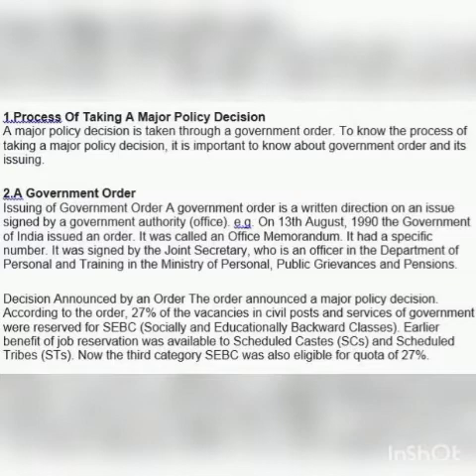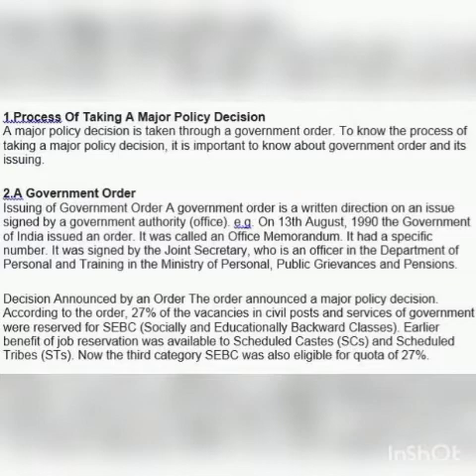For example, on 13 August 1990, the Government of India issued an order. It was called an Office Memorandum. It had a specific number. It was signed by the Joint Secretary, who is an officer in the Department of Personnel and Training in the Ministry of Personnel, Public Grievances and Pensions.